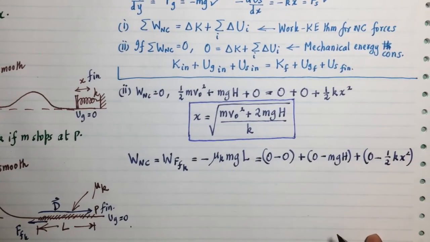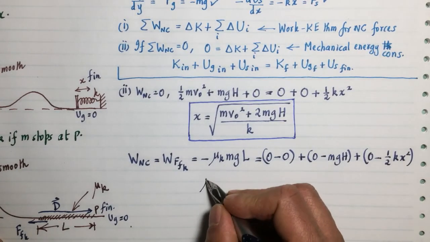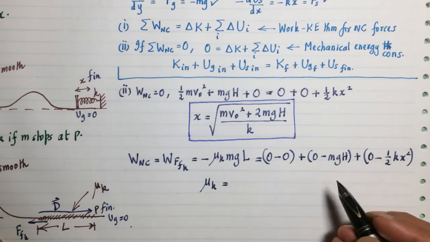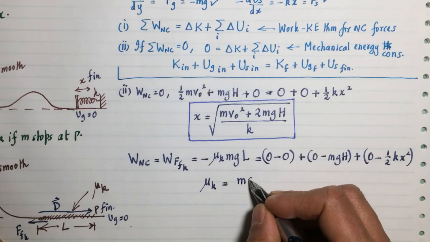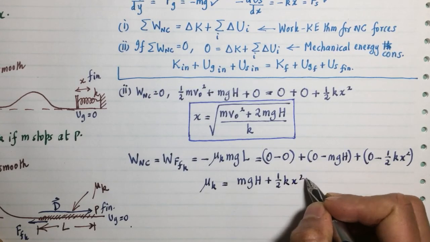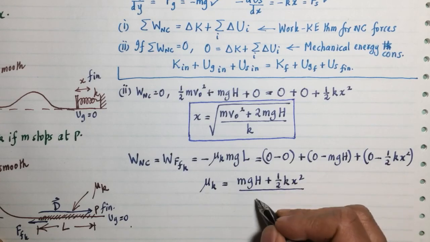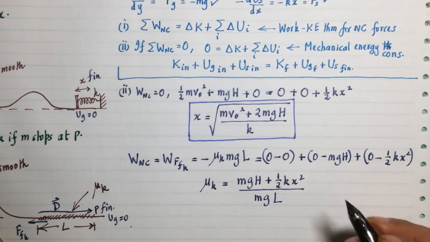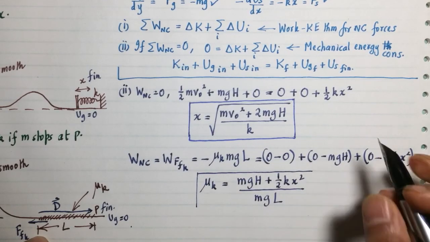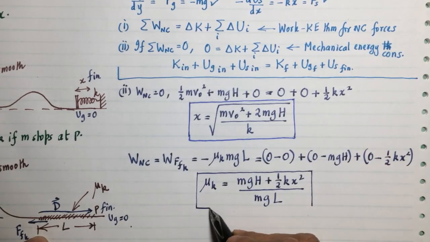Once again, believe it or not, we're done. We'll just solve for mu k by multiplying the whole thing with a negative sign and dividing it by mgL. So that's mgh plus 1/2 kx squared divided by mgL. We have solved for the coefficient of friction of the friction patch.